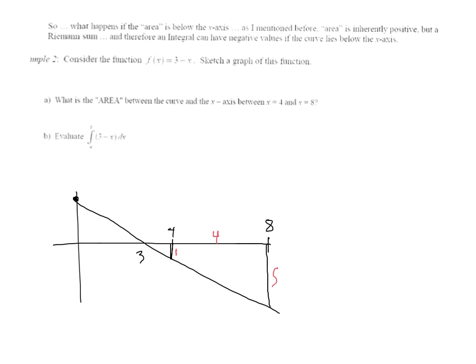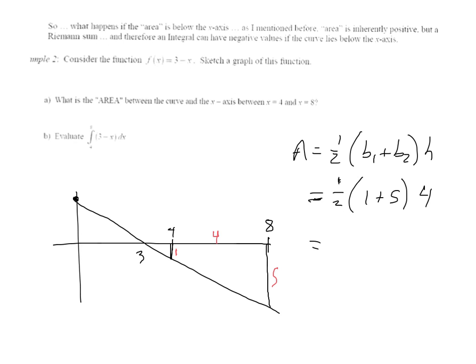So hopefully from sections 1 and 5, we're somewhat familiar with the fact that the area of a trapezoid is 1/2 times the sum of your 2 bases times the height. We just need to remember that this has been flipped on its side a little bit. So in this case, I would have 1/2 times 1 plus 5 times a height of 4. Go through and I simplify that. I get 1/2 times 6 times 4, which is 12. So that is the area between the curve and the x-axis.